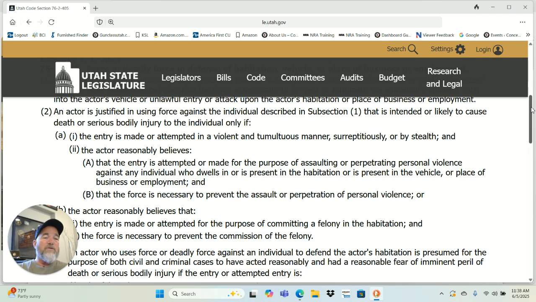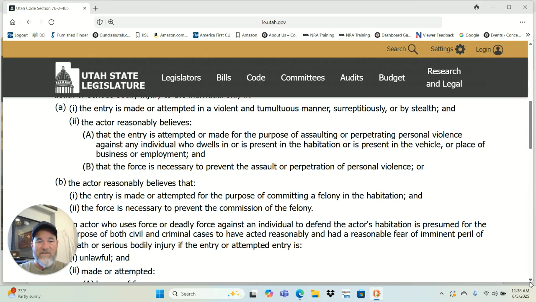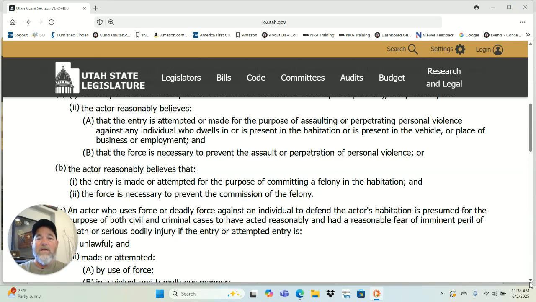So either that violent, tumultuous entry, surreptitiously or by stealth. Surreptitiously would be, for example, maybe somebody knocked on the door and said delivery driver, and they tricked you into opening the door and they came in under some sort of trickery. Or stealthy entry would be somebody sneaking in through a window or picking a lock, something like that. But anyway, if entry is made or attempted in one of these manners, it also says that you must reasonably believe that the purpose of their entry or attempted entry is to perpetrate personal violence against somebody that's in the home, or worse.